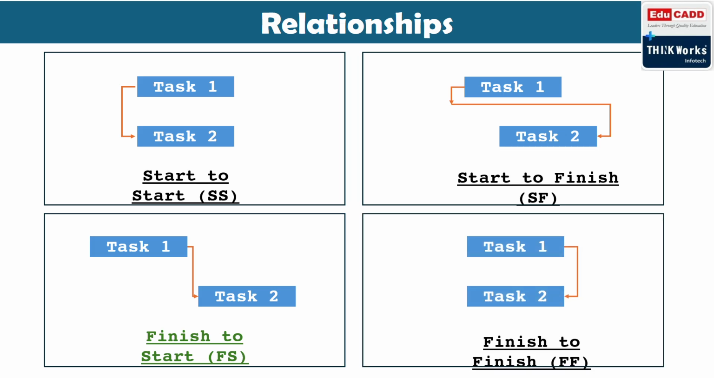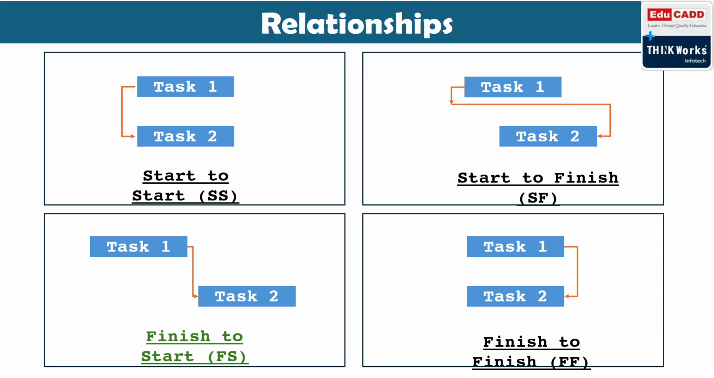And one more is finish to finish. Here, same thing, we are doing two activities parallelly. One activity is finished, so within 5 days the second activity should finish. Okay, in this situation, what will we use? We'll use the finish to finish relationship.